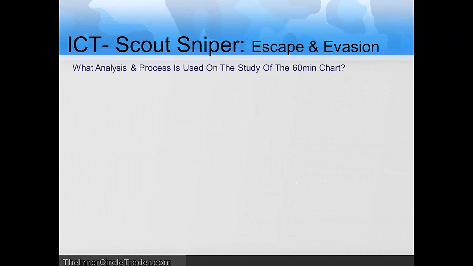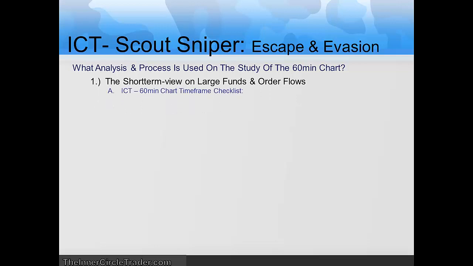Okay, what analysis and process is used on the study of the 60-minute chart? Now this is the short-term view on large funds and or order flows. The ICT 60-minute chart time frame checklist is as follows. The daily analysis is still kept in focus here, and again we are still holding on to this as our foundational basis for trade ideas. The daily analysis could be mixed, so consult the 4-hour perspective if that's the case. Ideally, daily and 4 hours should agree.